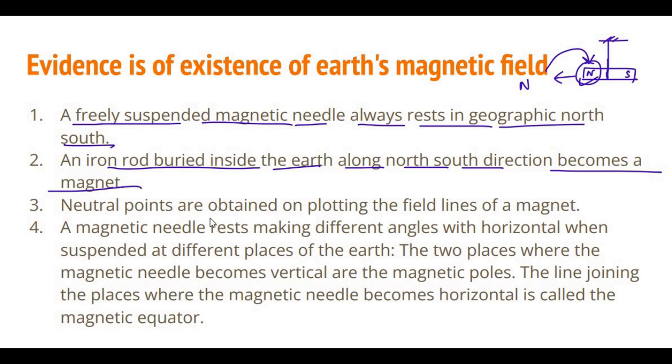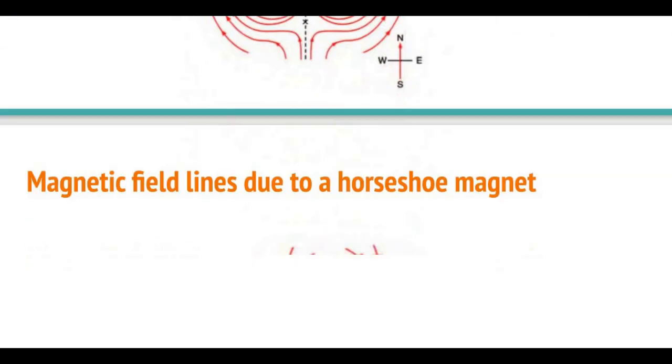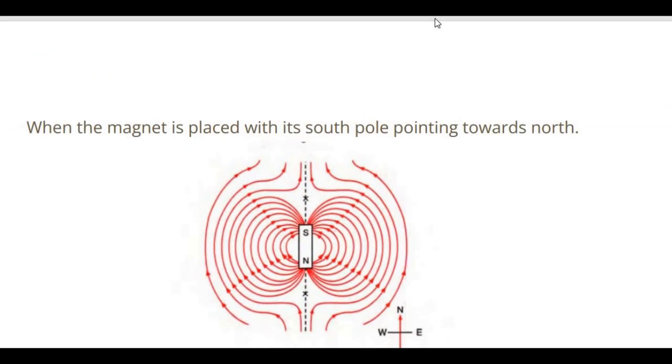थर्ड पॉइंट, neutral points are obtained on plotting the magnetic field lines of a magnet. अभी अभी हमने ये देखा, जब हमने किसी भी मैग्नेट का मैग्नेटिक फील्ड लाइन्स प्लॉट किया तो हमें न्यूट्रल पॉइंट्स मिले. न्यूट्रल पॉइंट्स मतलब कि वहां पर, सपोज जो मैंने बार मैग्नेट बनाया, ये बार मैग्नेट का ये न्यूट्रल पॉइंट है ना. तो ये न्यूट्रल पॉइंट कौन सा पॉइंट है? Where the magnetic field is becoming zero, completely zero, no magnetic field.